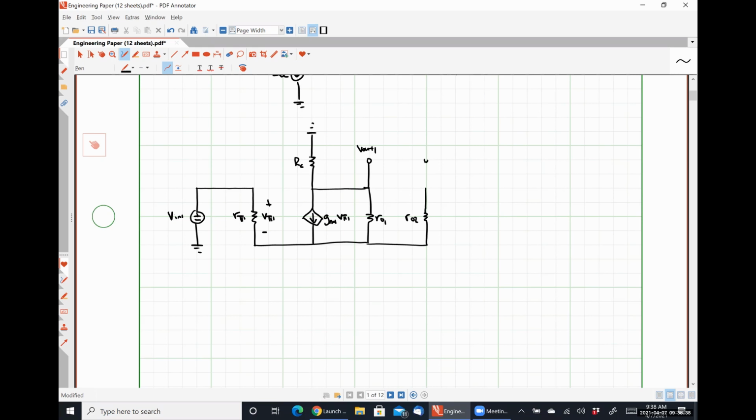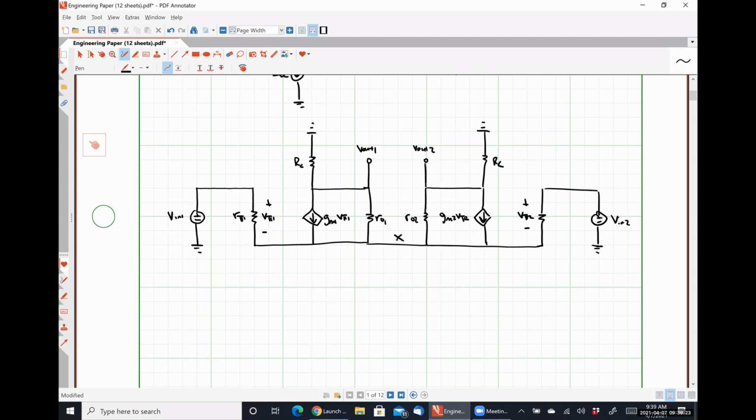Now I'm going to do my right-hand side. GM2, V pi 2, RC, plus V pi 2, N2, and down. All right. I'm going to call this node right here node X, and node X is critical to our analysis.